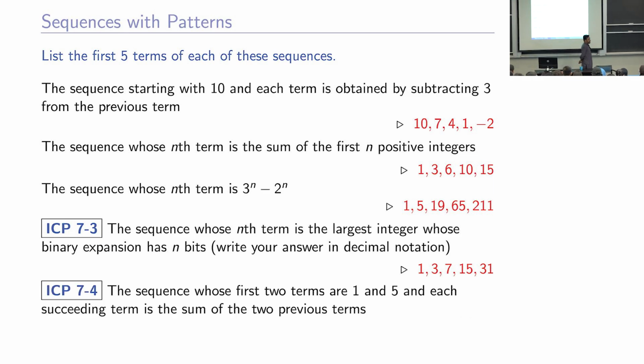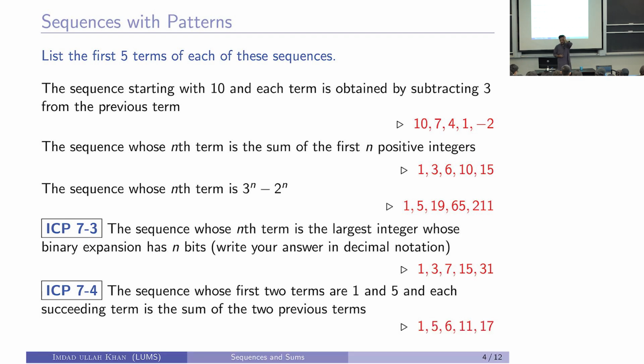So let's do the sequence whose first terms are 1 and 5. The first two terms are 1 and 5, and each subsequent term is obtained by adding the previous two terms. What will be the first term, second, the third one, fourth, and 17, right? So you can just continue doing this. I asked you to write only 5 terms, so that's why it's only 5 terms.